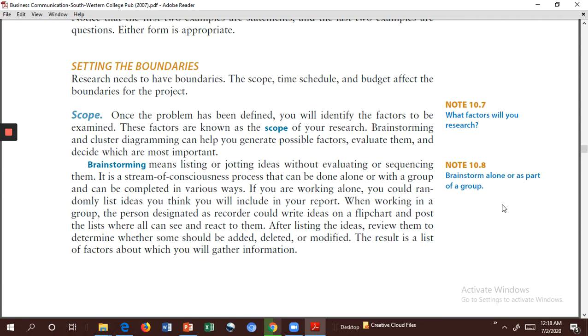By examining or considering different factors. And how is it done? One of the methods is brainstorming. That means listing or jotting ideas without evaluating or sequencing them.